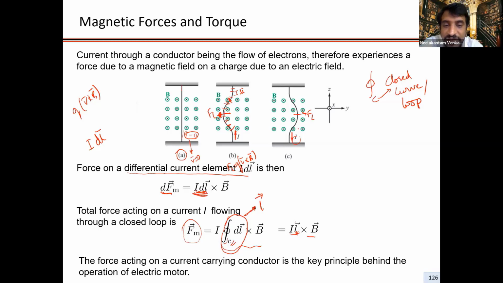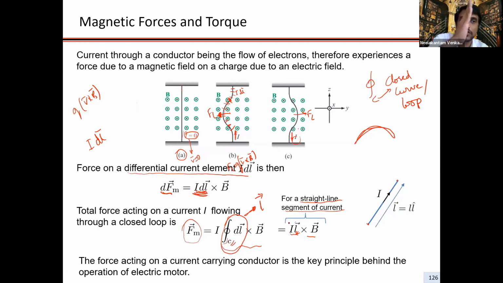This replacement as L vector is valid only if this section is a straight wire. Meaning, this is only valid for a straight line segment of current. If it is a curved segment of current, then this replacement is not valid; you have to integrate along that line. But since it's a straight line, you just do the integration along the straight line. It is as good as its length.